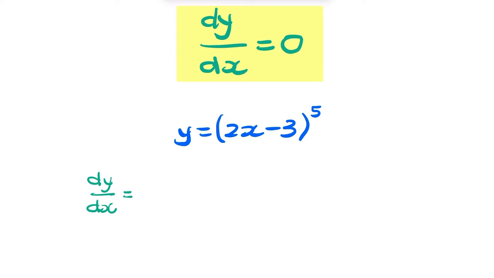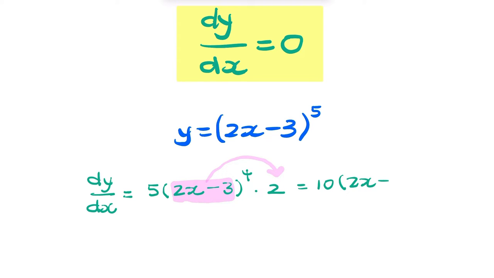So using the chain rule, you would multiply by 5, then subtract 1 from the power, and then because this expression isn't x, it's a function of x, we need to then multiply by the derivative of 2x minus 3, which is 2. So that gives us 10 times (2x minus 3) to the power 4.